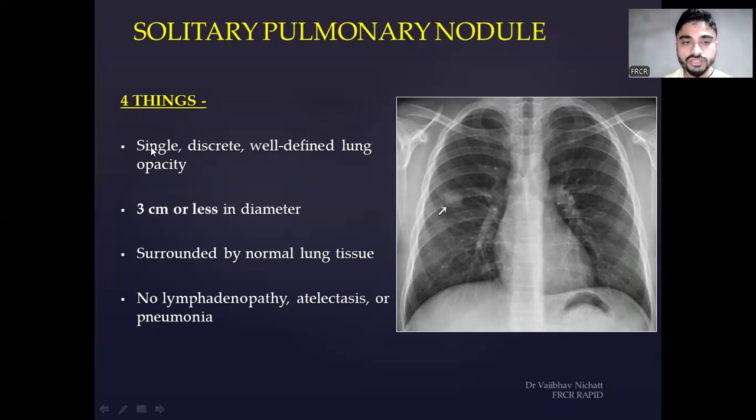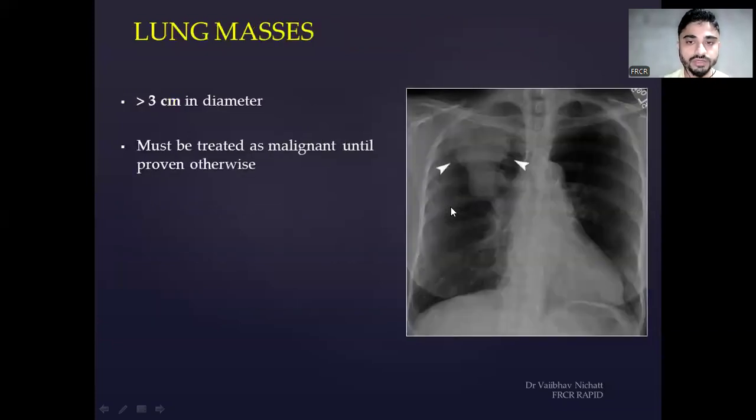The first thing is solitary, which means there is a single, discrete, and well-defined lung opacity. What is the size? The size should be 3 centimeter or less. It should be surrounded by normal lung tissue, and there is no associated lymphadenopathy, atelectasis, or pneumonia. If the chest radiograph satisfies all these four criteria, then you label that lesion as a solitary pulmonary nodule. Understood? Then what if the size is more than 3 centimeter? Then you call it a lung mass.